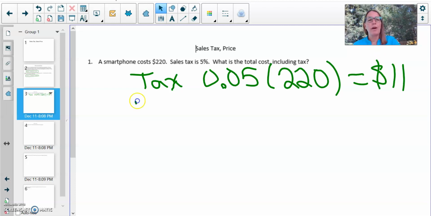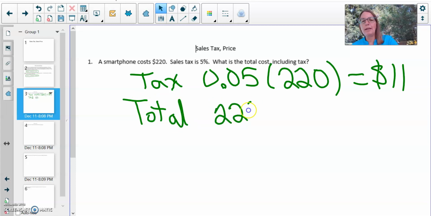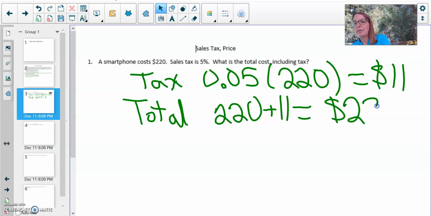Now to find the total cost, I'm going to take the original price, $220, and add the amount of the tax to it. So the total cost, including tax, would be $231. So that's one method you can use.